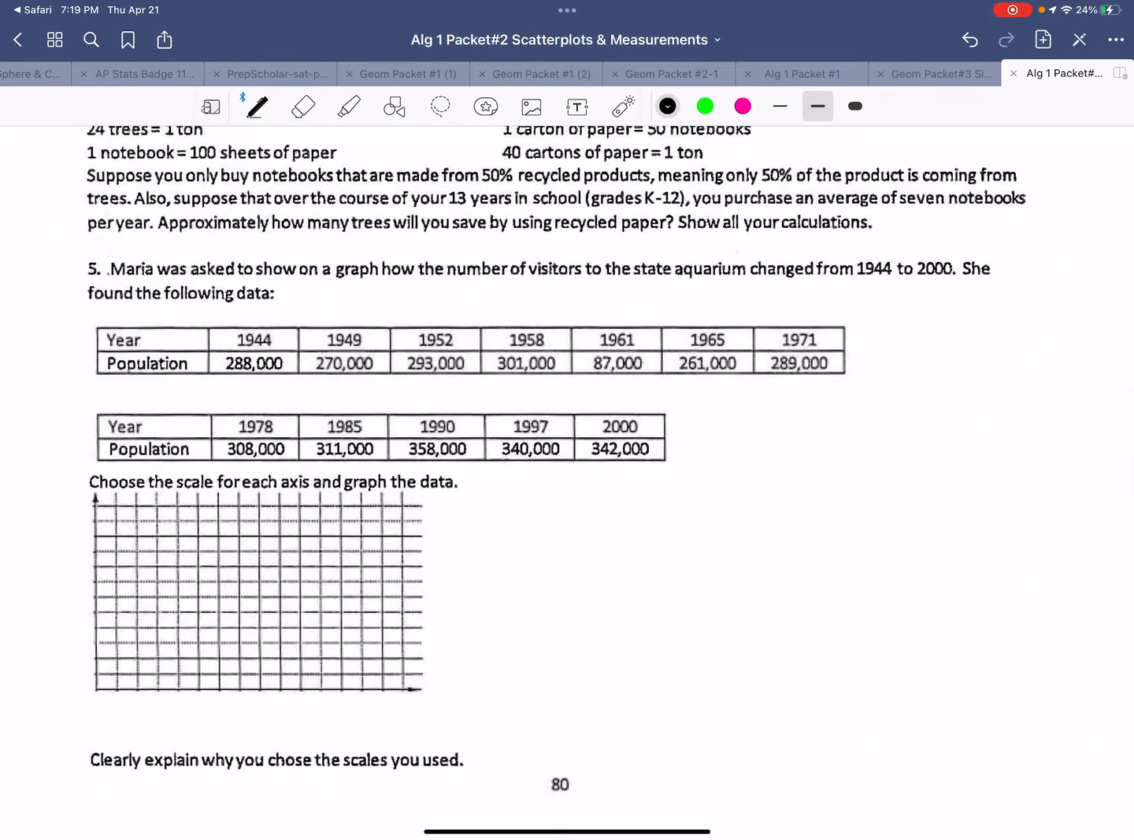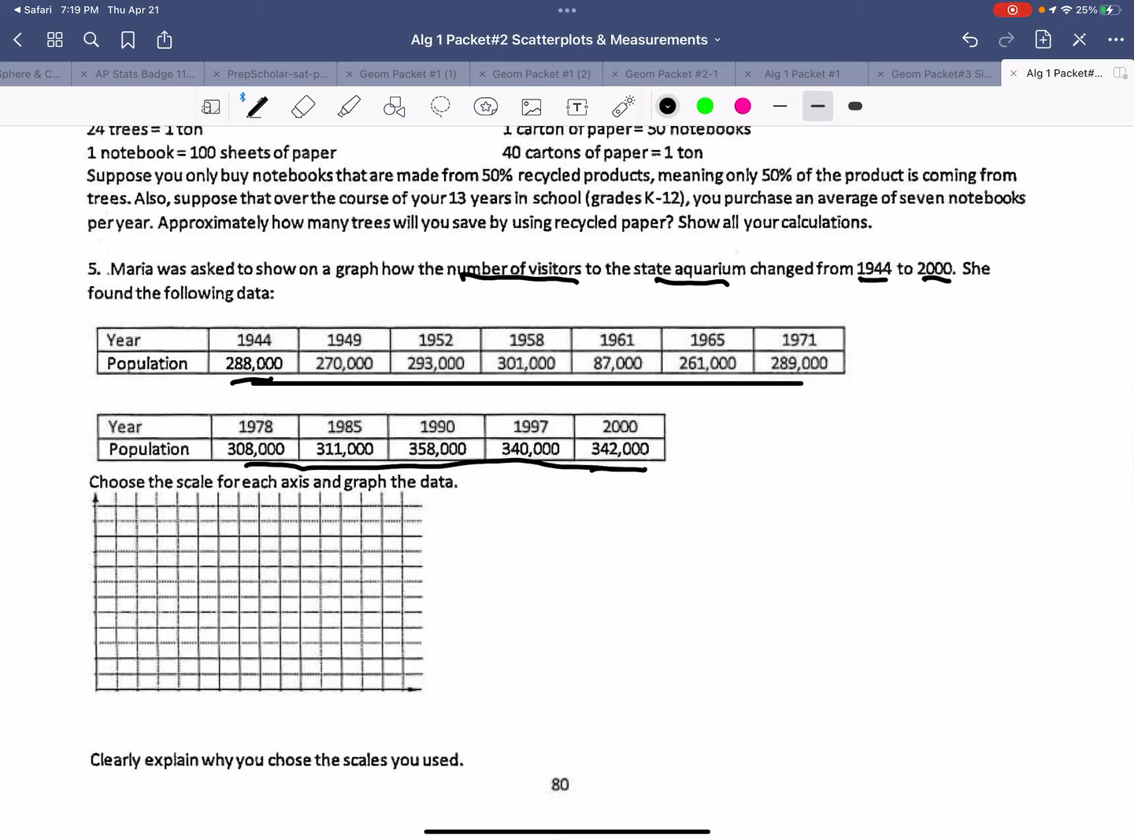Maria was asked to show on a graph how the number of visitors to the aquarium, we have an aquarium, right? The Florida Aquarium in Tampa. How did it change over the years? So we look at the aquarium and how it changed. Looks like a lot more animals live there over the years. So here it went down slightly, it went up, it went up, it went really far down. It went up, it went up, it went up, it went up, it went up, it went down slightly and down slightly.